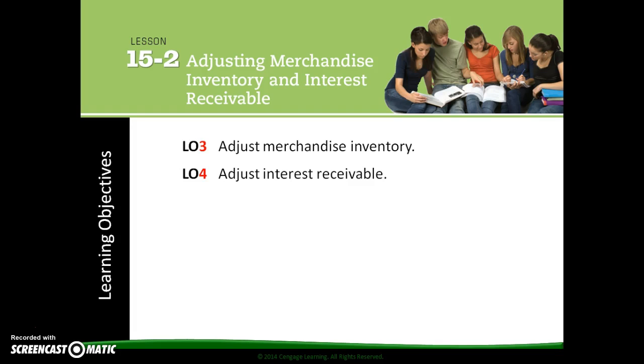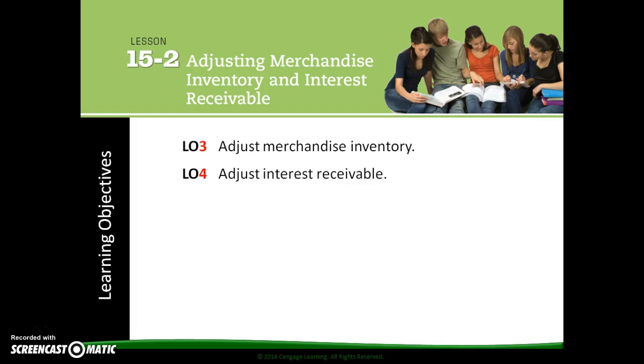In our last lesson, we learned how to calculate and record adjustments for supplies and for prepaid insurance. In this lesson, we're going to be looking at merchandise and then interest receivable. And we're going to be looking at entries that are unique to that merchandise business, different than when we were looking at a service-based business in the first half of the book.